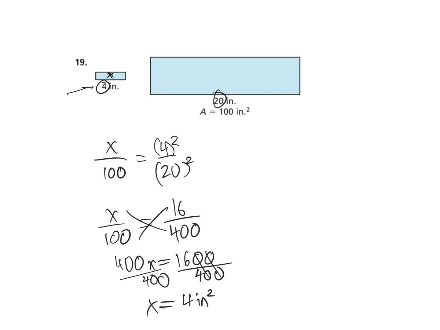So if the length is 4, just something to observe, the area of a rectangle is base times height. The height must be 1 inch. Okay, moving on to number 20.